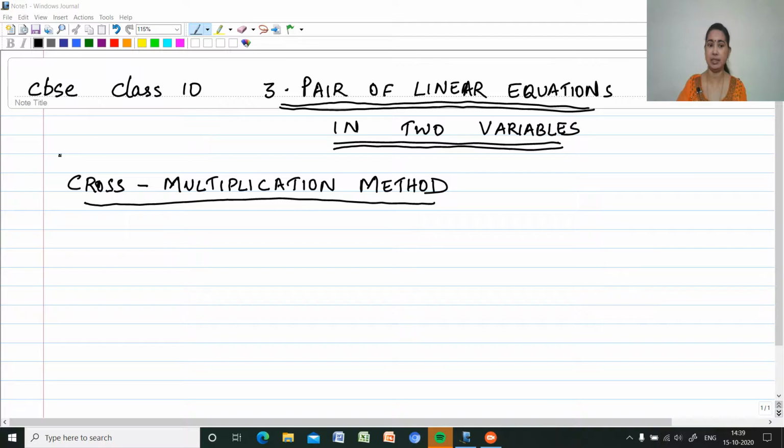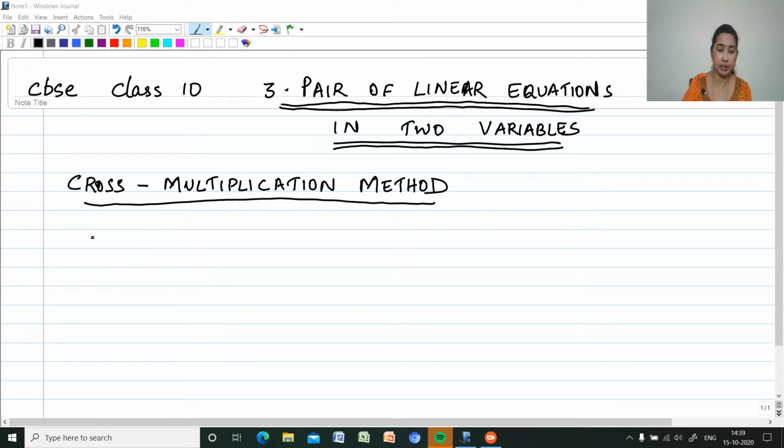Today I am discussing CBSE Class 10 Chapter 3, Pair of Linear Equations in Two Variables. Here we are moving on to the cross multiplication method. There are three different methods to solve linear equations in two variables. Out of that, the third method is the cross multiplication method. So first we will study what the cross multiplication method is.